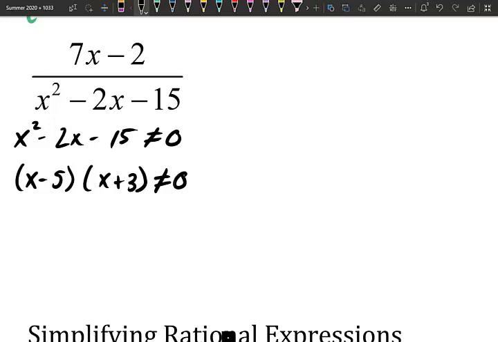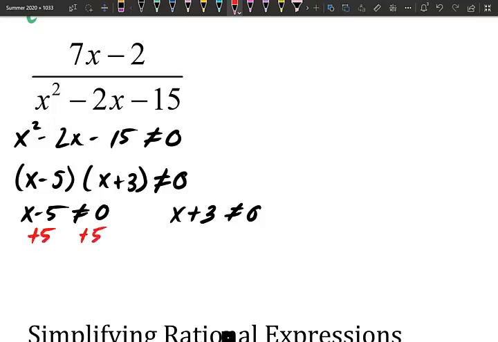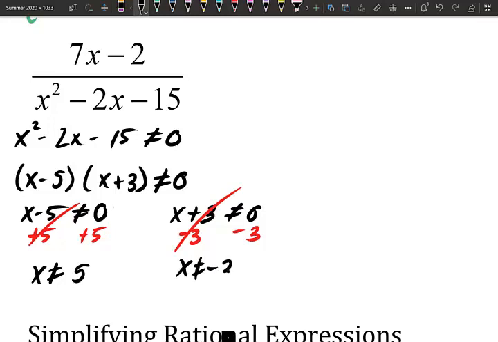We set each of these equal to 0, so we have x minus 5 cannot equal 0, x plus 3 cannot equal 0. We're going to solve for x, so add 5. And when we do, we have x cannot equal 5. Do the same thing to the other side. We subtract 3 from both sides. So we say x cannot equal negative 3.